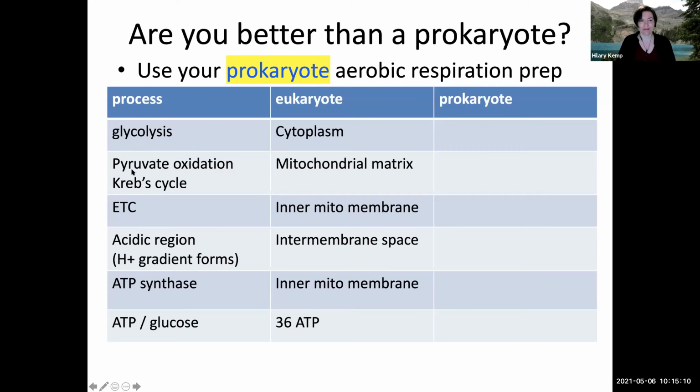Glycolysis, pyruvate oxidation, and the Krebs cycle all happen in the same place. Where is that? Great. Exactly. It happens in the cytoplasm. And so interestingly, what that means is that when you do glycolysis and produce your pyruvate, you don't have to transport it across two membranes to get into the matrix before you do stuff with it. You get to just use it right away.